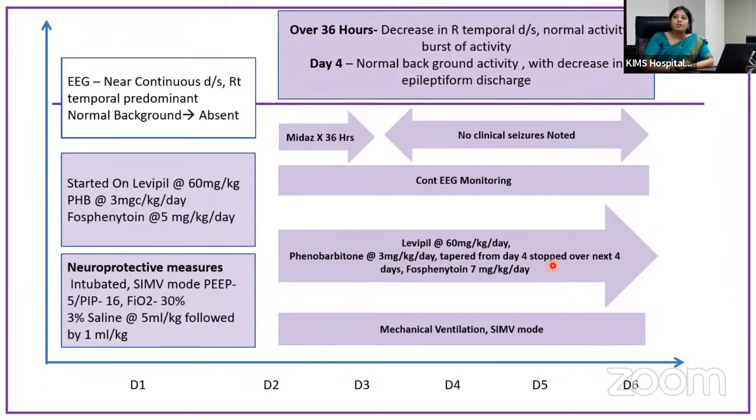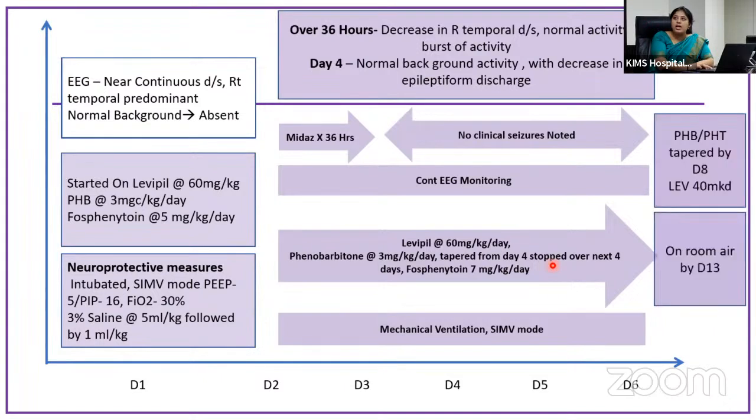And by day 4, we had a normal background activity with the decrease in epileptiform discharges. As there were no clinical seizures beyond the 4th day, the phenobarbital was tapered and stopped. And by day 8, we had stopped both phenobarbital and phenytoin, and the child was continued only on levetiracetam. The child was extubated and was on room air by day 30.